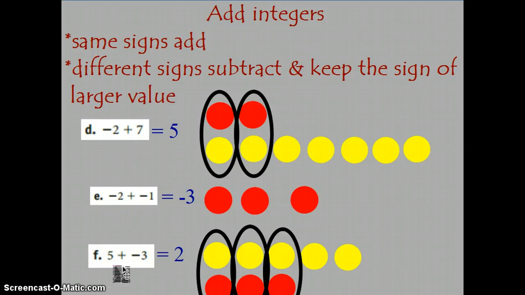And last one is 5 plus negative 3. We've got 5 yellow chips and 3 red chips. Get rid of your 0 pairs, and you are left with 2 positive chips. Again, with the different signs, subtract and keep the sign of the larger value. Ignore the signs for just a second. What is 5 minus 3? 5 minus 3 is 2. 5 is larger than 3, and it's positive, so we're going to keep the positive 2 as the answer.